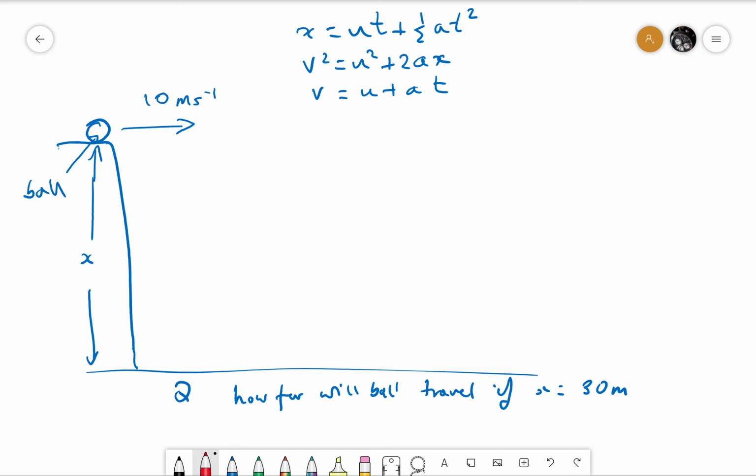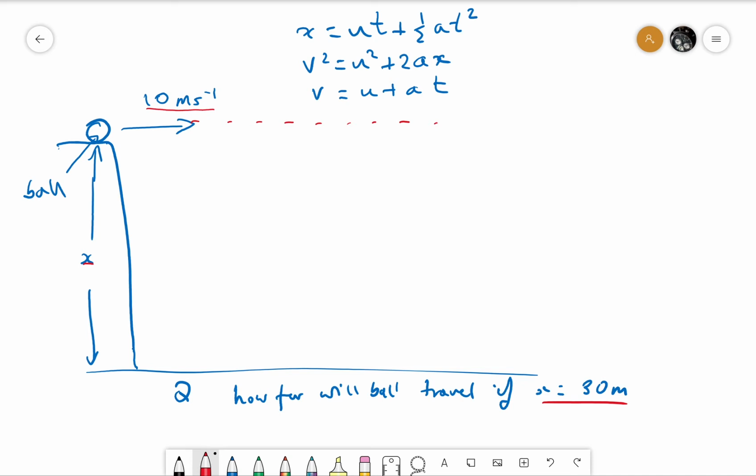Okay guys, so I just thought you might want a bit more help on this uniformly accelerated motion business. So look at this scenario here. We've got a ball that's going to be kicked with a velocity of 10 meters per second in this horizontal direction, and it's going to fall a distance of x here. So I want to know how far the ball will travel if the height of this cliff is 30 meters.